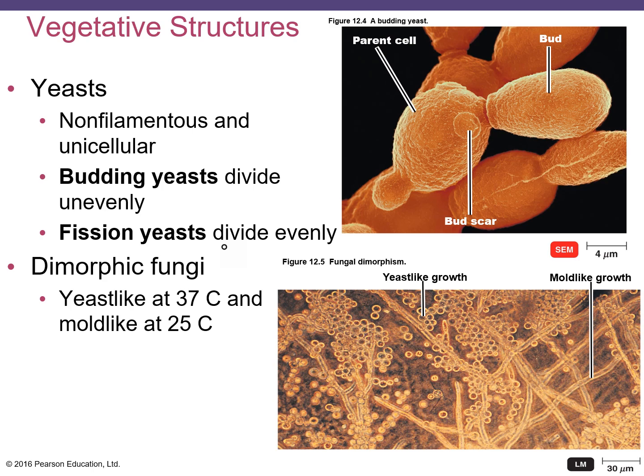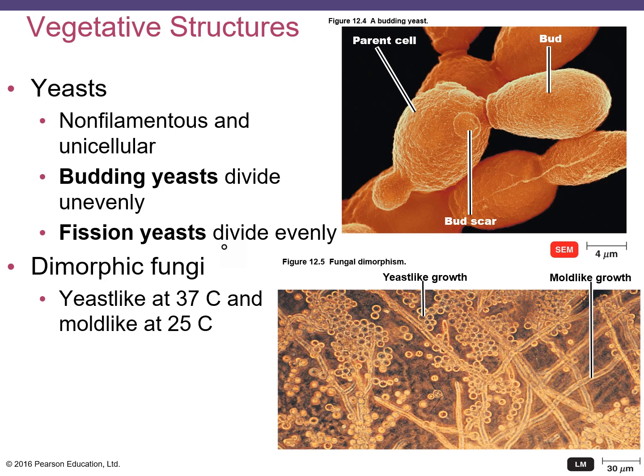When it comes to the fission yeasts, those are the yeasts which divide evenly to produce two new cells. During fission, the parent cell elongates, its nucleus divides, and two offspring cells are produced. So increases in the number of yeast cells on a solid medium produce a colony similar to a bacterial colony.